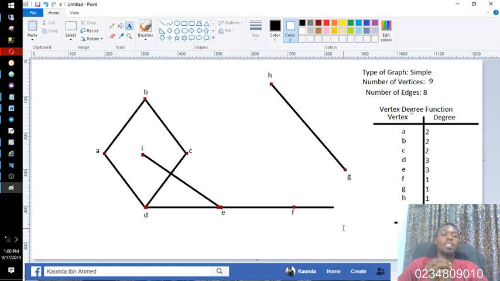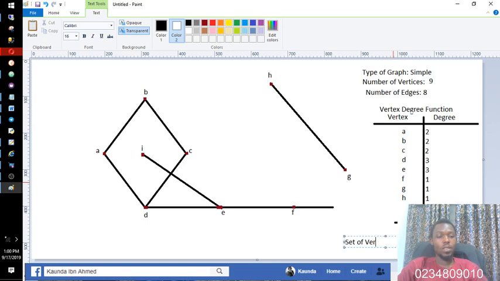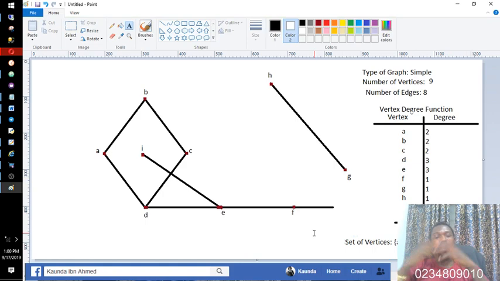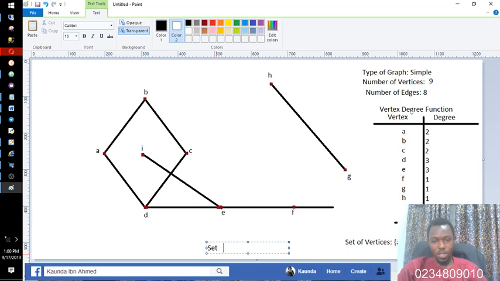Then now we go to the set of vertices, and that is A, B, C, D, E, F, G, H, I. So that is it, the set of vertices. The next is the set of edges. So that could possibly be long. So the set of edges.